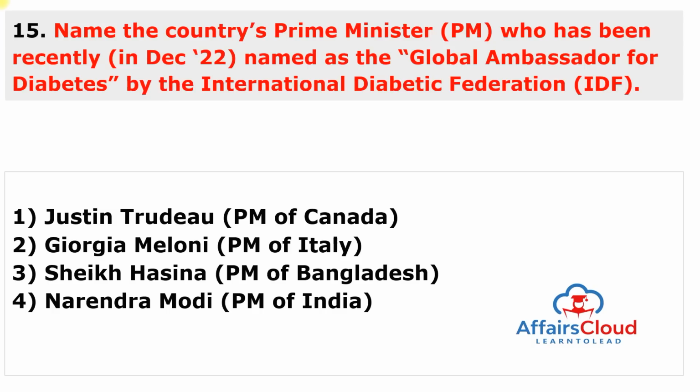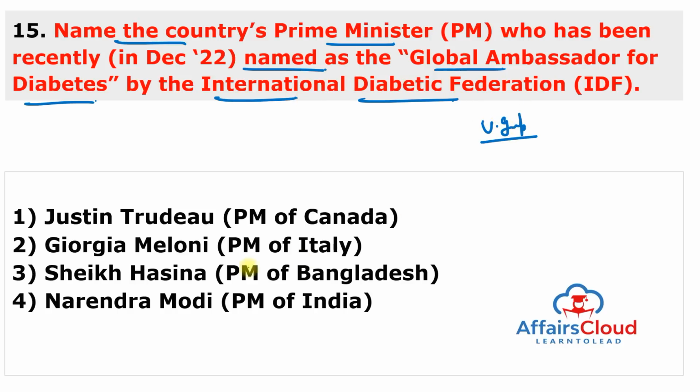Moving to the next question. Name the country's Prime Minister who has recently been named the Global Ambassador for Diabetes by the International Diabetes Federation. Mark this question in the very important section. She is the Prime Minister of Bangladesh. The name is Sheikh Hasina. The answer to this question is 3.